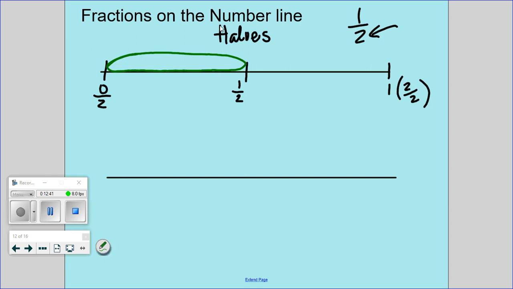It's going to be the same endpoints that we just did: 0 and 1. Now this time we're working with thirds. So how many pieces am I going to need on my number line? Eden? 3. Where could I put my tick marks so I have 3 even pieces?